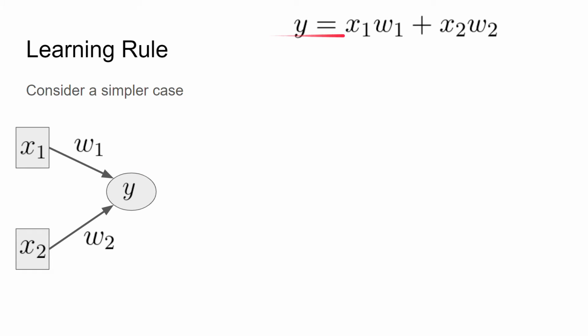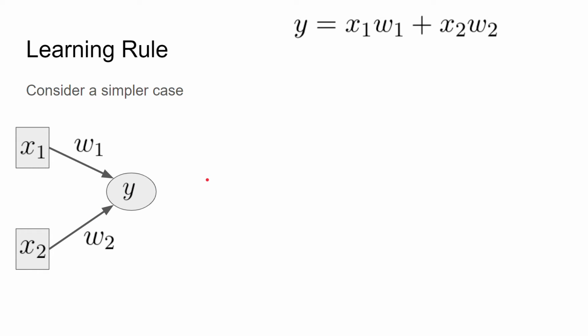And this is simple enough that I don't even have to write it in summing notation. I can actually just write out what y is. So y is just x1 times weight 1, x2 times weight 2, that's y. And what we're saying is, if I have some training data saying, given this X input, here's the Y output that I want, and I wanted to find some way of learning these weights, what could I do?